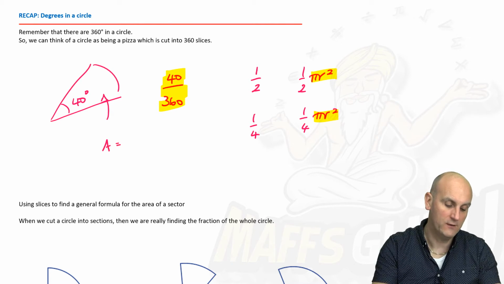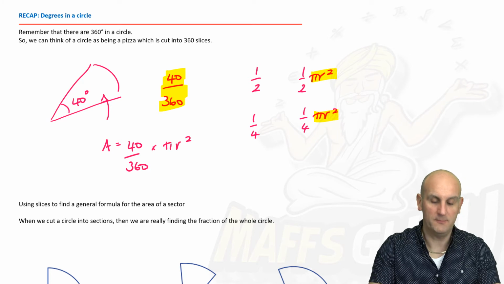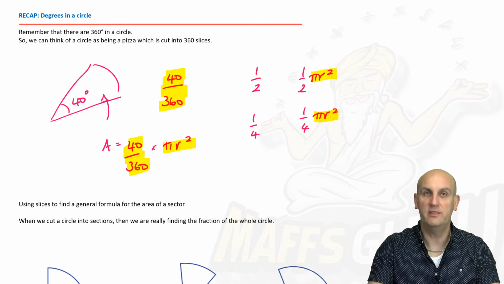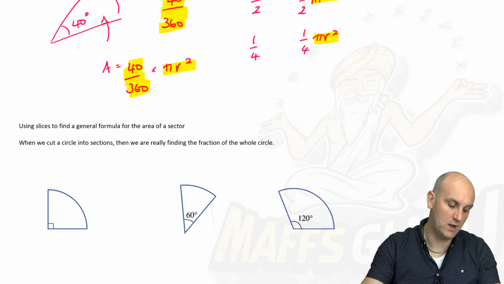I would find 40 divided by 360 and times it by my whole area, because it's this fraction of my circle, and that's the area of a whole circle.